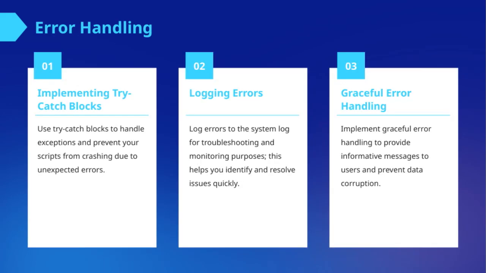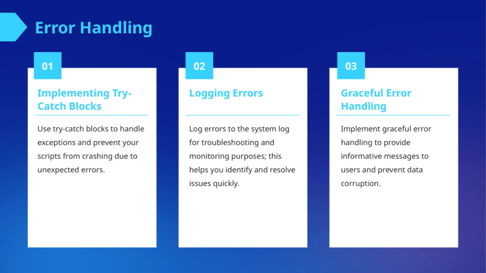Let's talk about error handling, which is a crucial part of building reliable applications. First, it's important to log errors. This means capturing what went wrong and recording it in the system log. Doing this helps us troubleshoot issues more effectively and keeps an eye on the health of our system over time. When an error occurs, we want to understand what happened and resolve it quickly, and logging plays a key role in that.